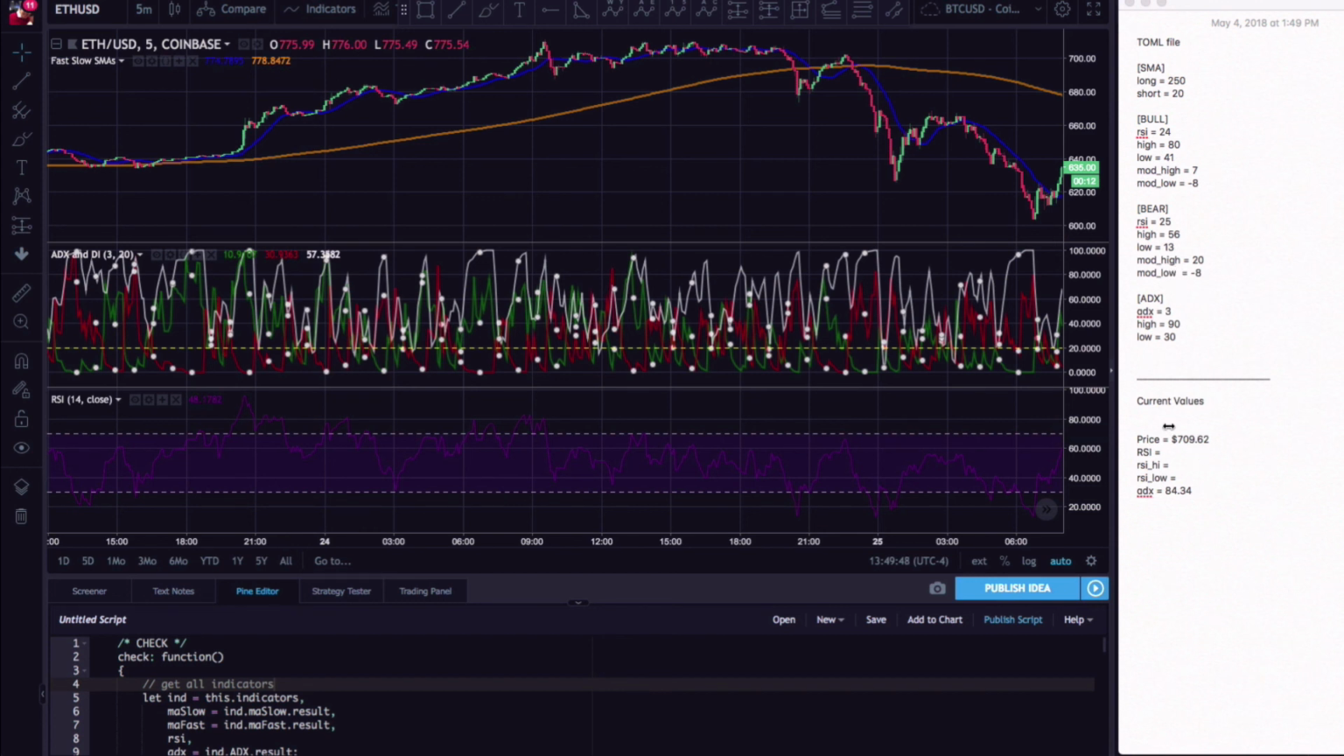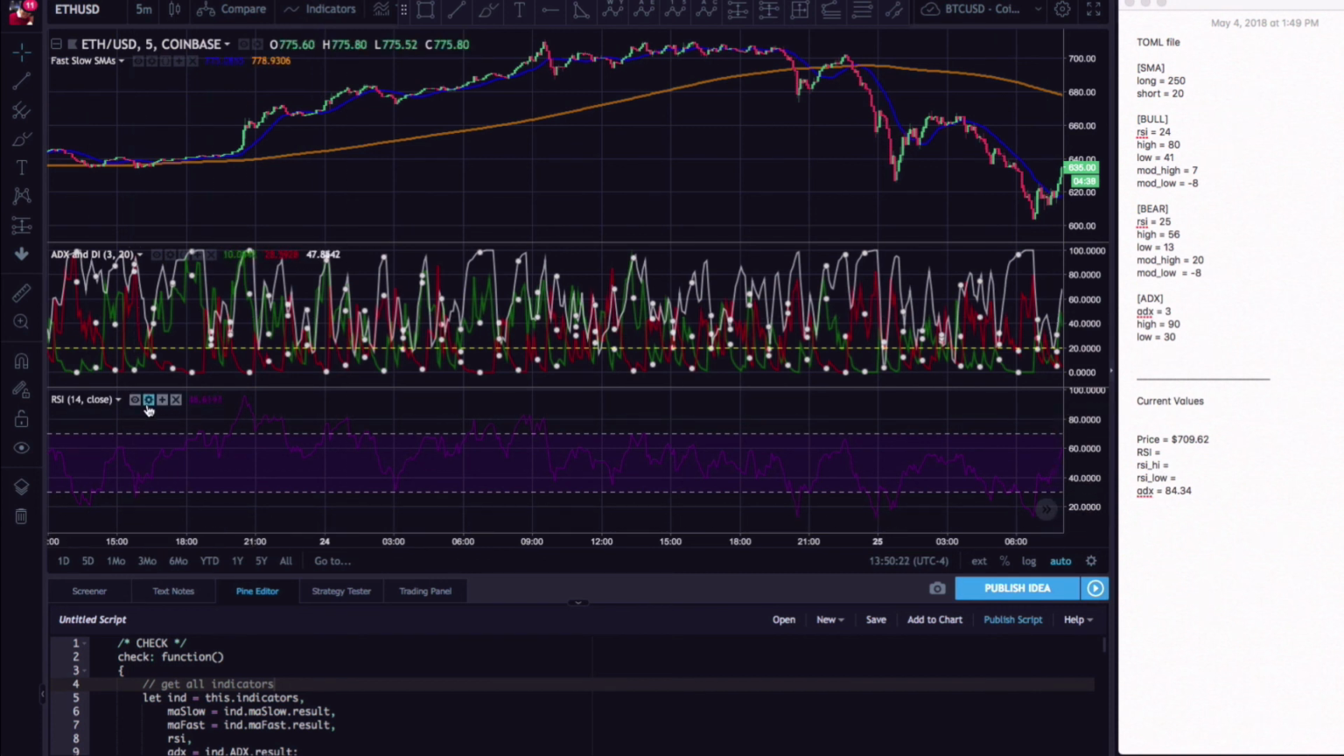So the RSI, currently, again, you can see this particular strategy has two different RSI setups. The RSI bull setup and the RSI bear setup have two different intervals. Again, the bull uses 24 intervals. The bear uses 25 intervals. So let's go ahead, because right now we're in a bull trend, because again, the blue line is above the orange line. The fast SMA is above the slow SMA. So it's in a bull trend, so we're going to use a bull RSI.